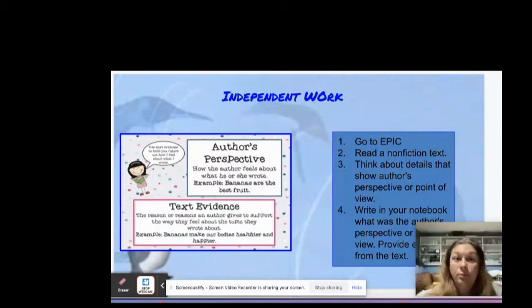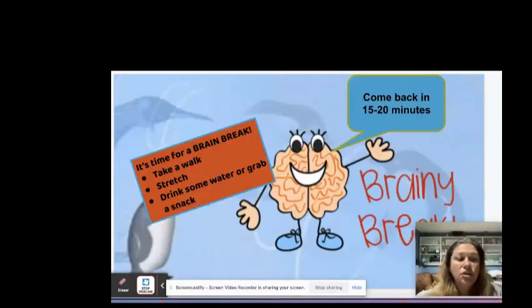remember, very important, after all that hard work, you need a brainy break. Okay, so take 15 to 20 minutes, set a timer. Don't set a timer, but take 15 to 20 minutes and take a walk, stretch, get a drink of water, grab a snack, come back to us for our last writing lesson of the summer with me.